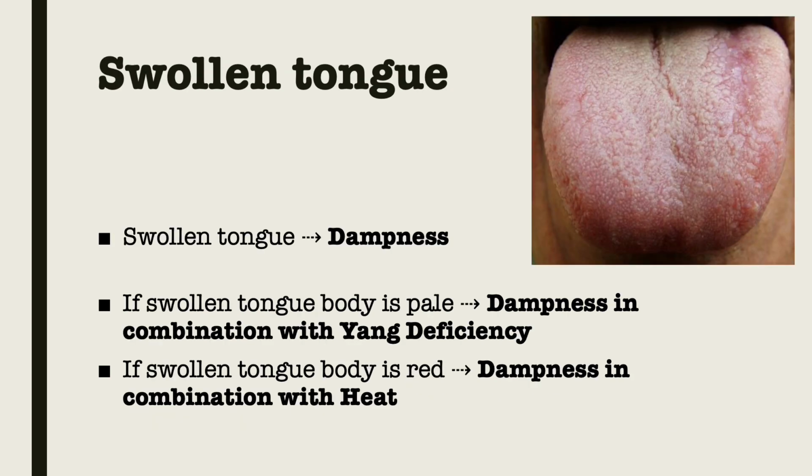A swollen tongue points to dampness. If a swollen tongue body is pale, this points to dampness in combination with yang deficiency. If a swollen tongue body is red, this points to dampness in combination with heat.